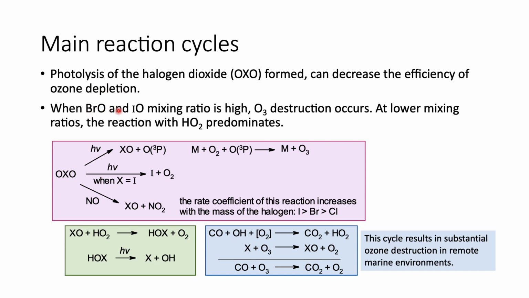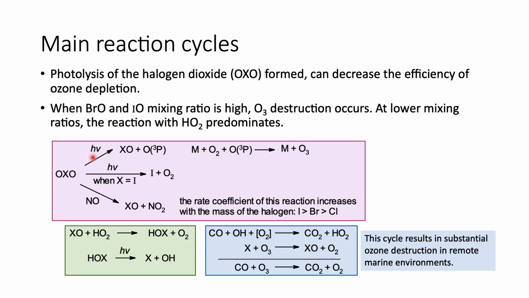When the bromine oxide and iodine oxide mixing ratio is high, ozone destruction actually occurs. At lower mixing ratios, the reaction of HO2 predominates. So there is a competitive reaction, and whenever the ratio is low, they don't destroy ozone.